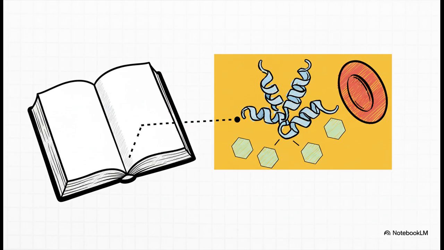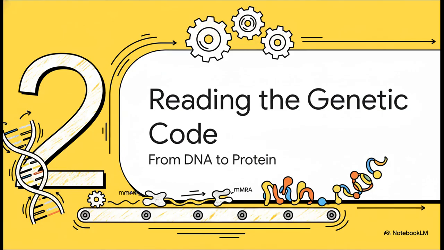Take insulin, for example. It's a protein that's absolutely vital for managing sugar in your blood. If the instructions for insulin are messed up, your body can't make it right, and that can lead to diseases like diabetes. So, how does a cell actually take this blueprint and build something with it?